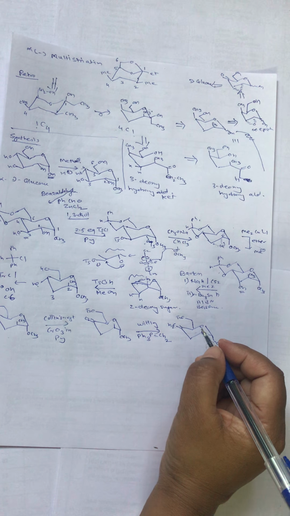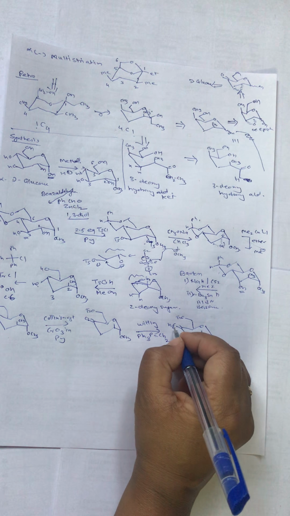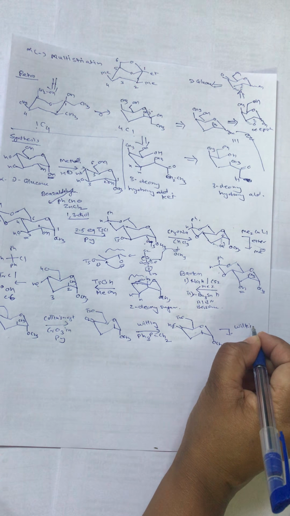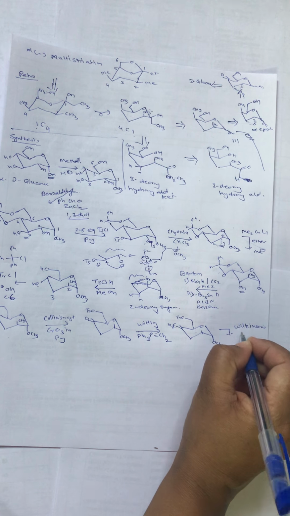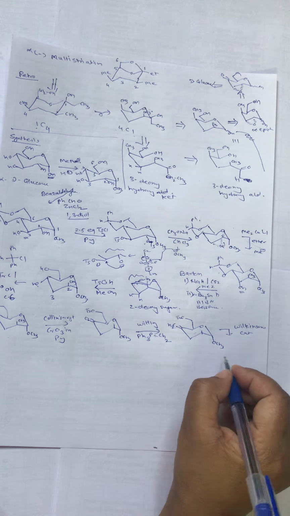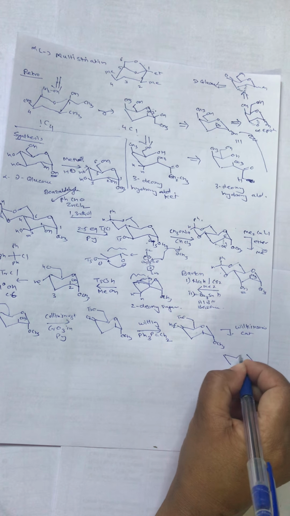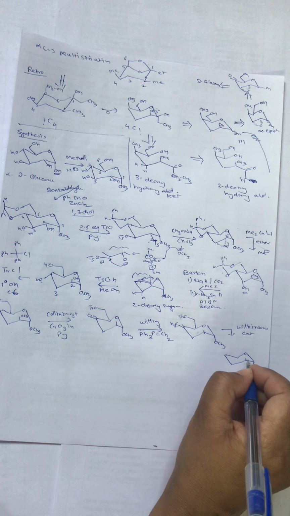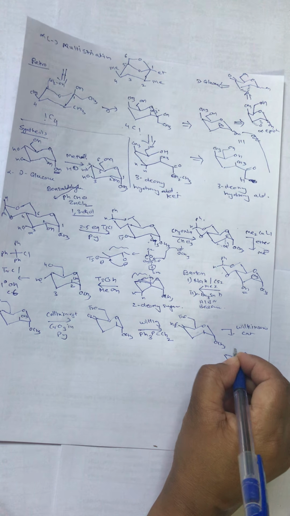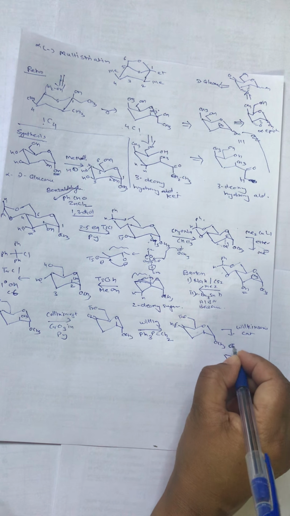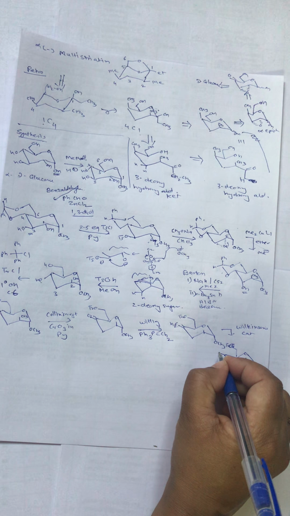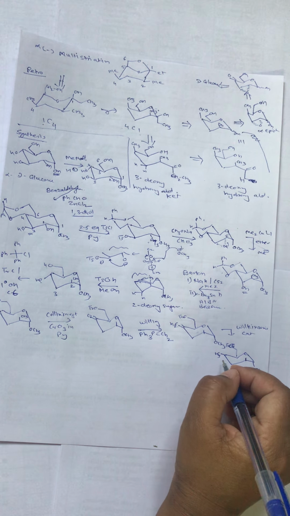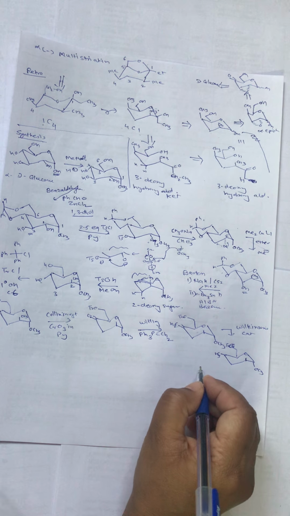We will now use the Wilkinson's catalyst to reduce this. Wilkinson's catalyst is for the reduction, which is in the homogeneous medium. So this will become CH3, OCH3, CH3. Don't forget this CH3 at C2 position. We have already introduced that. And this will become CH3.